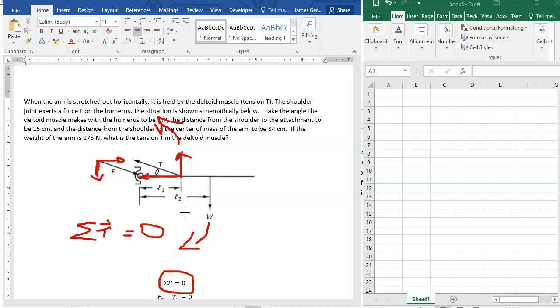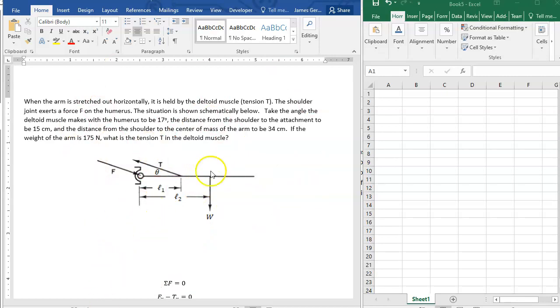And so you immediately get T out of this, because let's see, what do we have? We know the angle, we know the weight, we know L1, we know L2. The only thing we don't know in the torque equation is T. And so we get T out of that, right? And that's what it's asking for. What is the tension in the deltoid muscle, T?